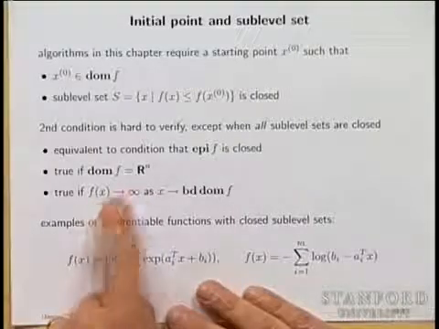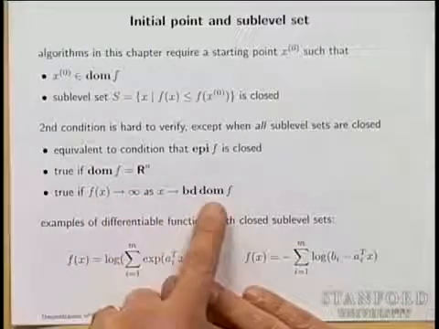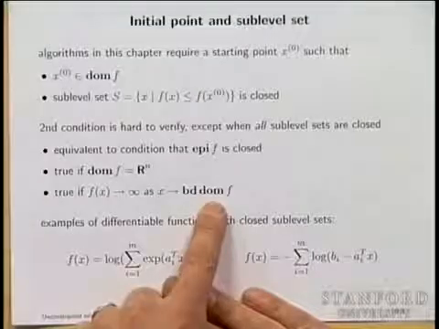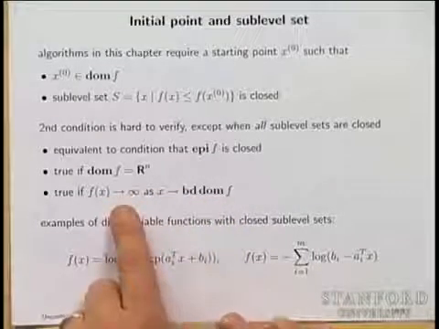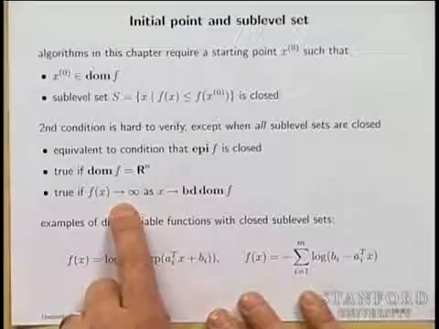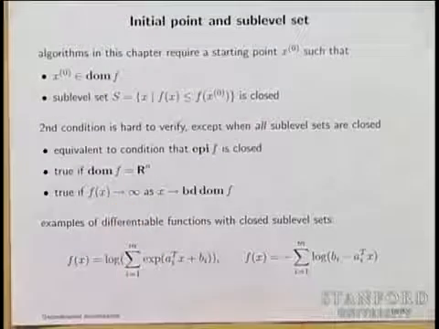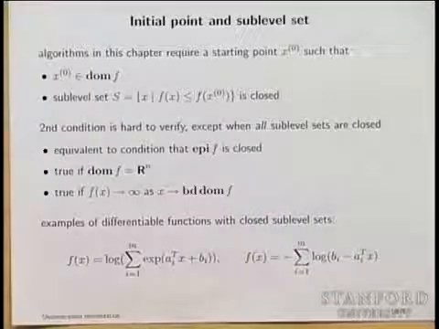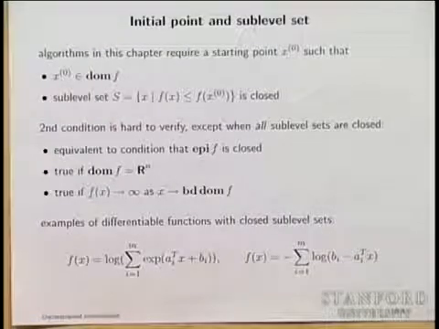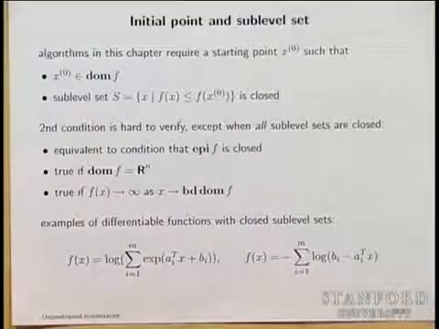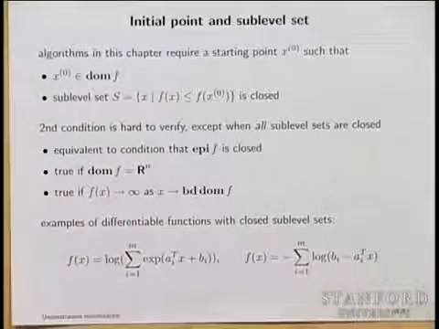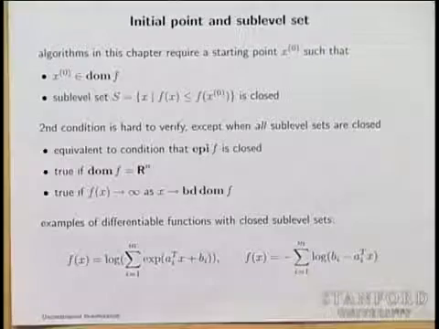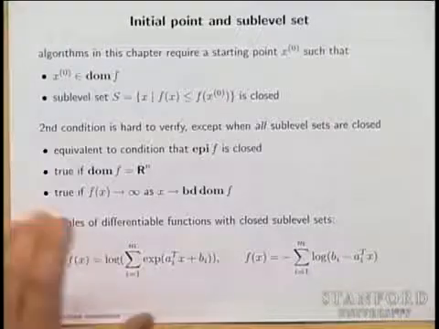If f goes to infinity as you approach the boundary of the domain, that has another name. It's called a barrier. But this is another condition that does the trick. So for example, 1 over x is closed, defined on x positive. That's closed because as you approach the boundary of the domain, which is 0, from positive x, the function goes to infinity. So that's one.